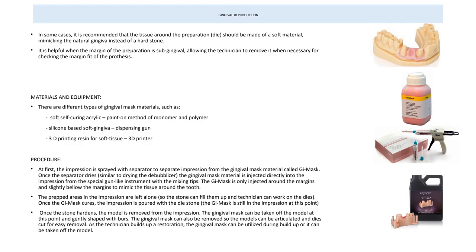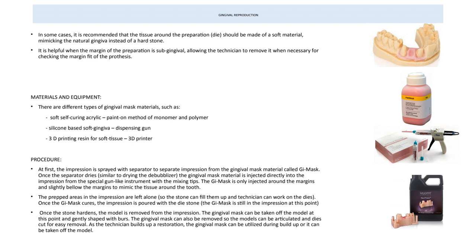So in some cases, it's recommended that the soft tissue around the preparation or the dies should be made of a soft material mimicking the natural gingiva instead of the hard stone. Especially this is viable for cases, like I said, where the margin is placed under the gum. So let's say the doctor asks us to do a porcelain fused to metal and have the margin left in metal, right? We want to see where to finish that metal and start the porcelain for aesthetic purposes.